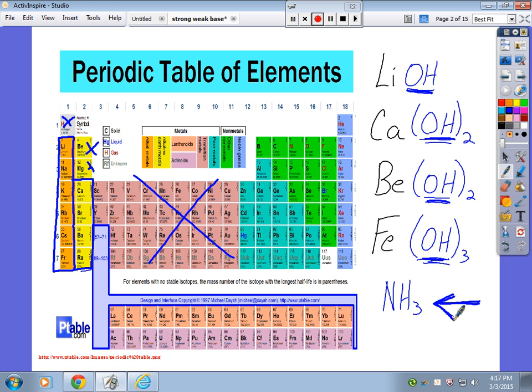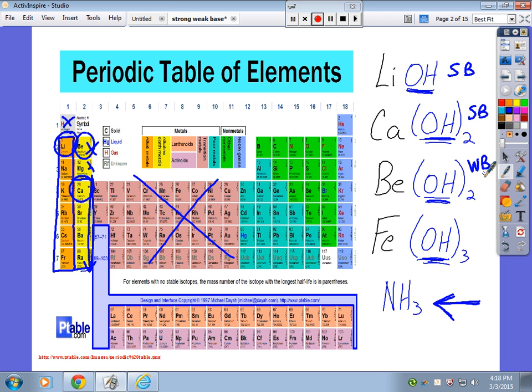Lithium, group 1, it's a strong base. This simple. Calcium, group 2, it's a strong base because it's group 1 or group 2, calcium down. Beryllium, group 2, but it's not calcium down, is it? It's not below calcium and including calcium, it's above it. So this is a weak base.